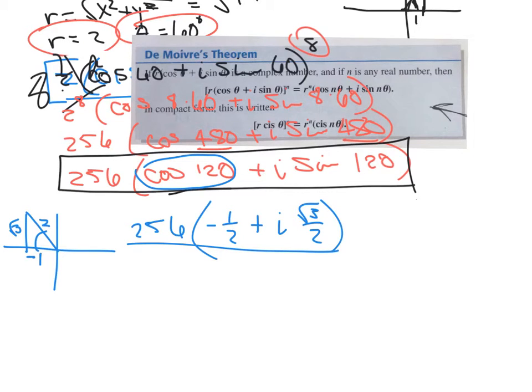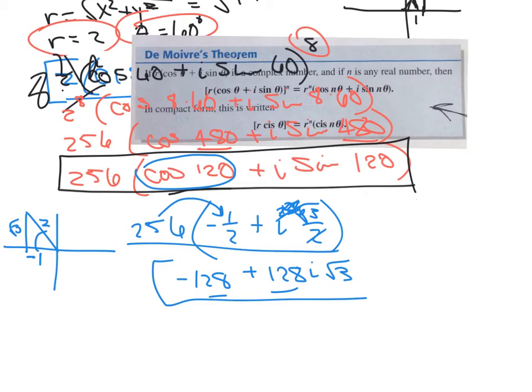Then we go ahead and distribute negative 128, so that times that divided by 2 plus 128i square root of 3, because when we take 256 times this, we cancel and we get 128, just like we did over here. So we get that for our answer in rectangular form. Okay, so that's how you take it to a power. Not too terribly difficult. Alright, sorry to say that the roots of complex numbers are not that easy.